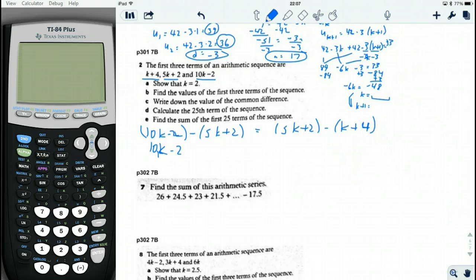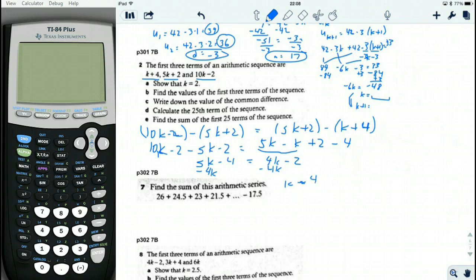10k minus 5k is 5k, minus 2 minus 2 is minus 4, equals 5k minus k is 4k, plus 2 minus 4 is minus 2. So then we subtract 4k from both sides, and we end up with k minus 4 equals minus 2. And then if we add 4 to both sides, it gives us k is equal to 2.